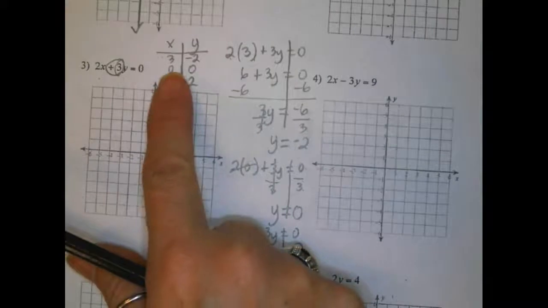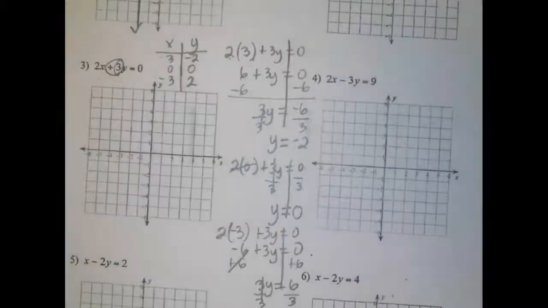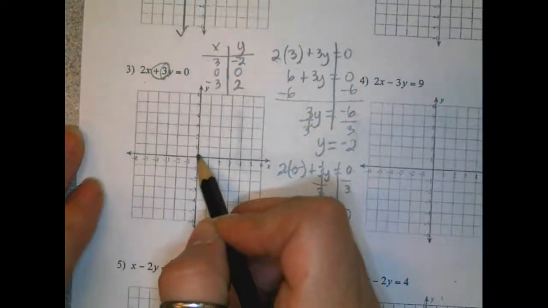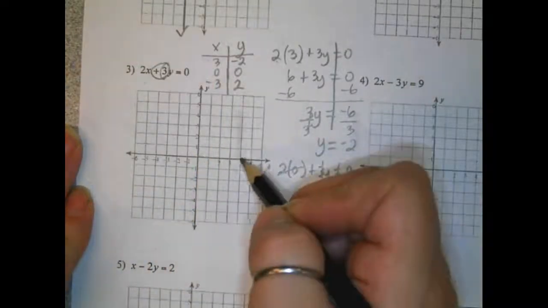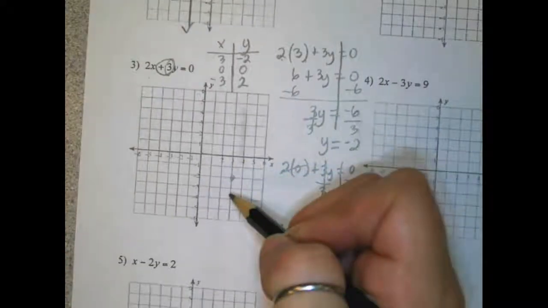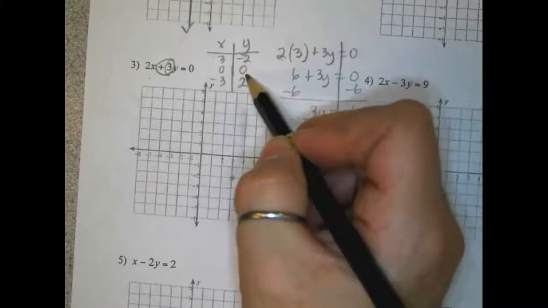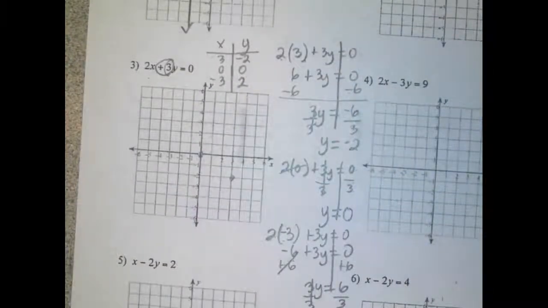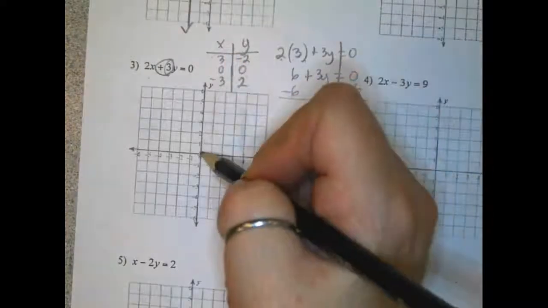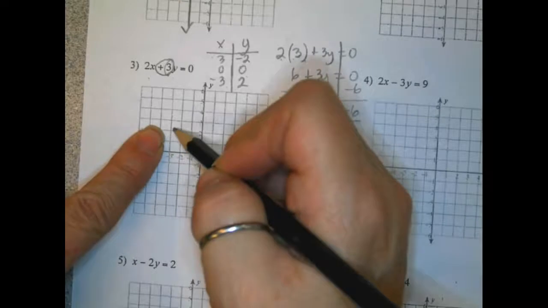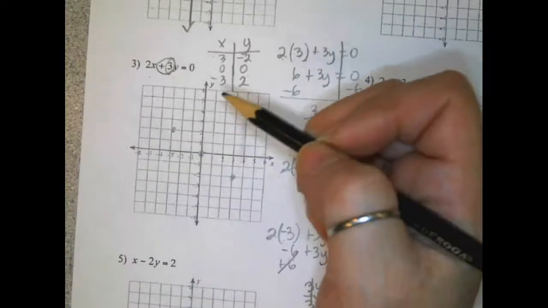And now I can graph these ordered pairs. Okay? So from my point of origin, x is 3, y is negative 2. X is positive 3, y is negative 2. There's my first point. My second ordered pair is easy, right? 0, 0, I don't move, right at my point of origin. My third one, from my point of origin, x is negative 3, and y is positive 2. And there's my point right there.